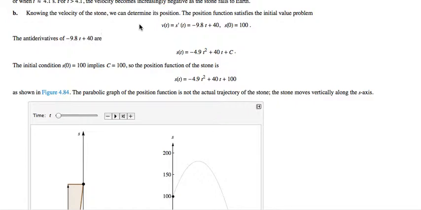Now that we know the velocity of the stone, we can determine its position. Velocity is the derivative of the position function. So we have negative 9.8t plus 40 with this given initial condition. At 0, we are 100 meters above the river. So we take the antiderivatives of negative 9.8t plus 40 and get negative 4.9t squared plus 40t plus c. Our initial condition implies that c has to be 100. So the position function of the stone is shown here.